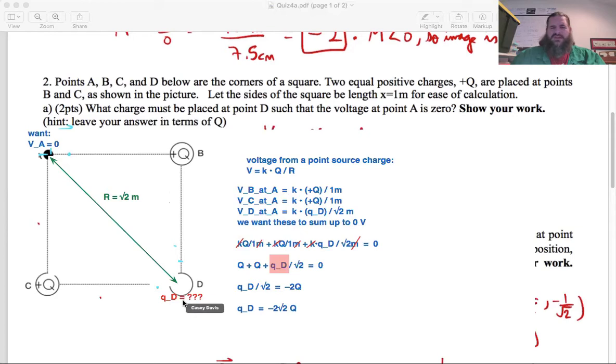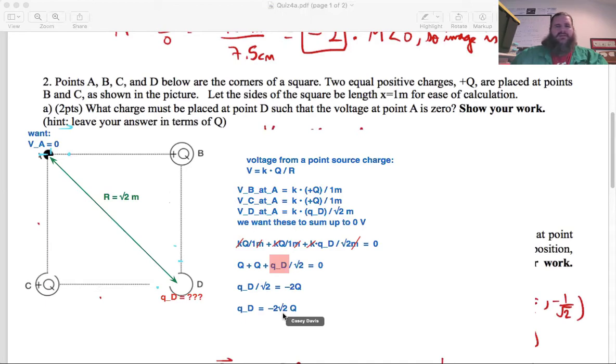In other words, charge D has to be 2 root 2 times as big as either of the other charges, and also has to be a negative charge to cancel out the existing voltage. That's ultimately because a positive charge creates positive voltage, or tries to create positive voltage, in the region around itself. So we need a negative charge, which tries to create negative voltage in the region around itself to balance that out. And since it's further away, it needs to be a stronger amount of charge to have the same effect. So it looks like that's what charge D has to be to make this work.